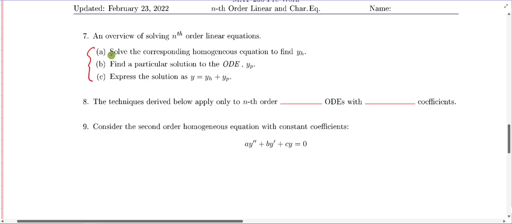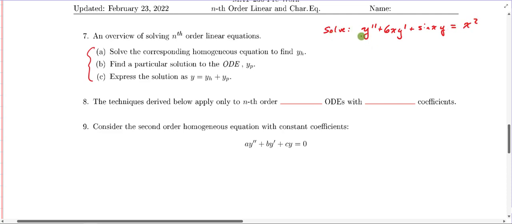So the first thing we need to do is solve what's called the corresponding homogeneous equation. So what do I mean by that? Let's suppose that you were asked to solve the second order equation y double prime plus 6xy prime plus sine of x y equals x squared.